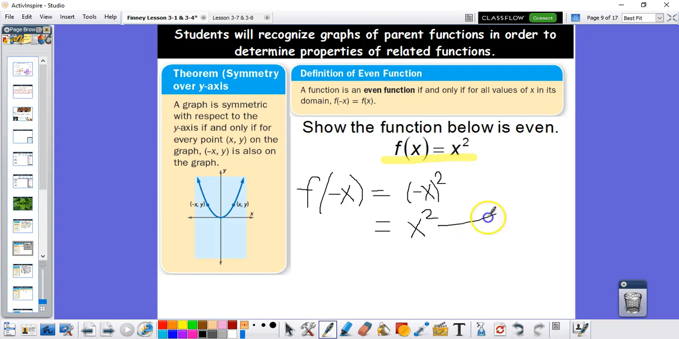Is this the same as the original? Yes. So since f of negative x equals f of x, it's even. Also means that it's symmetric to the y-axis. If you're asked to show it algebraically, this is what they want you to do.